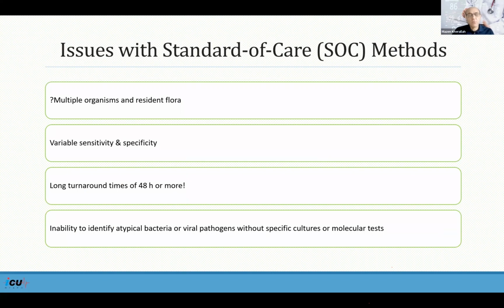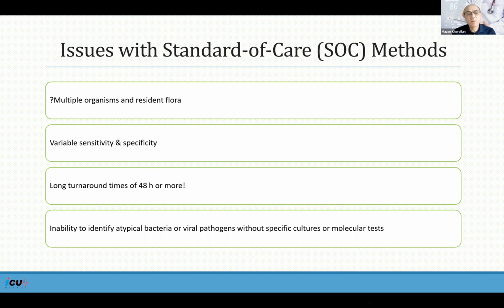The traditional way of making diagnosis, what we call standard of care methods, this would be the gram stain, cultures, and any specific rapid testing. The problem with those testings is that they have variable sensitivity and specificity. The turnaround time is sometimes more than 48 hours. It may take 3 to 5 days sometimes to get the final identification of the organism and the sensitivity.